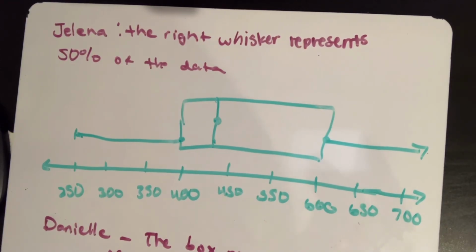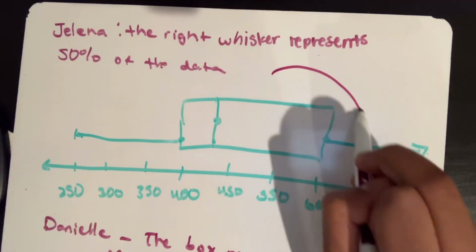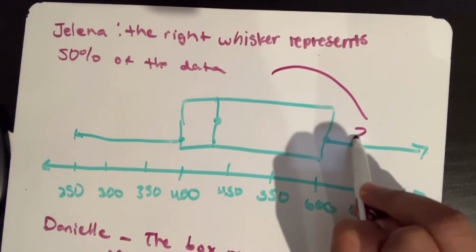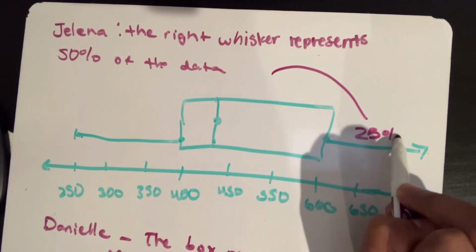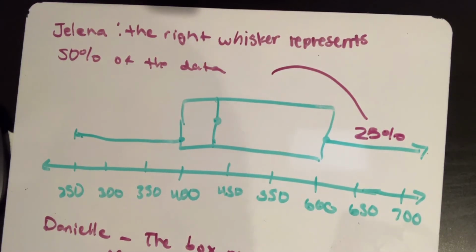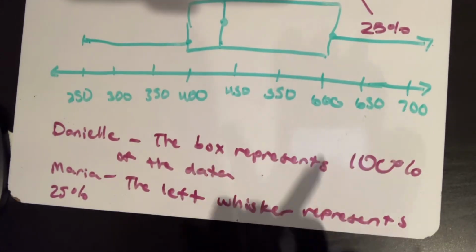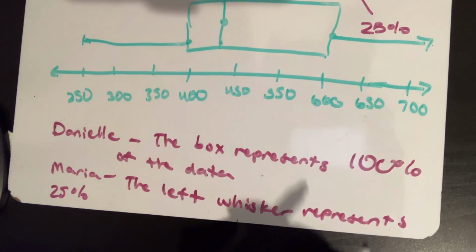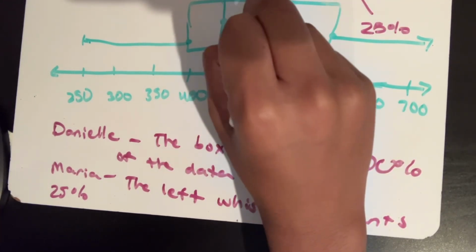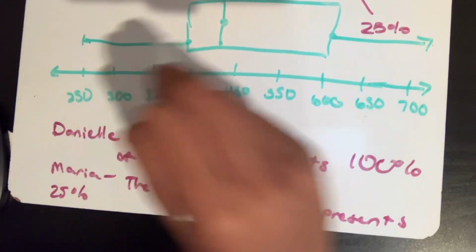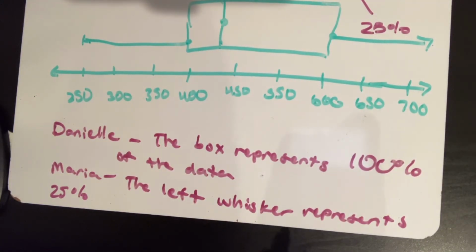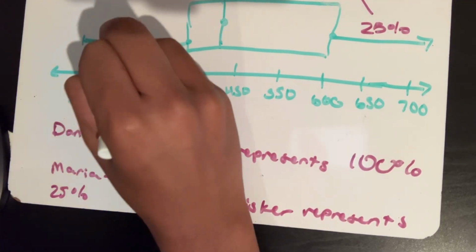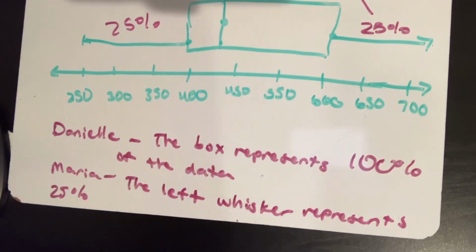Jelena says the right whisker represents 50% of the data. The whiskers always represent 25% of the data, no matter how big they are. Danielle says the box represents 100% of the data. The box only represents 50% of the data, so that the other halves can split equally. The left whisker represents 25% of the data. Maria is correct.